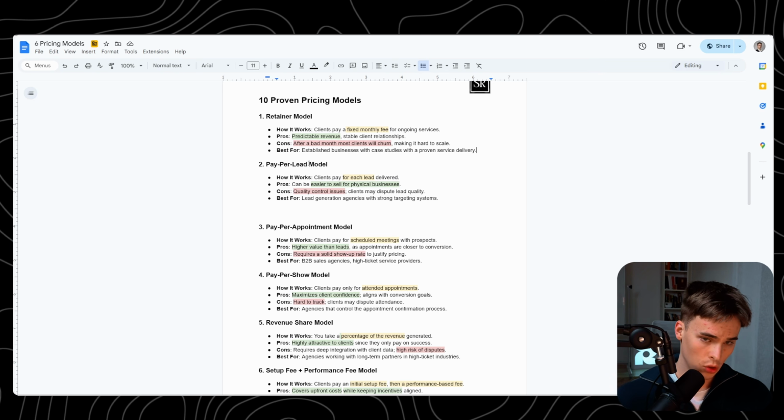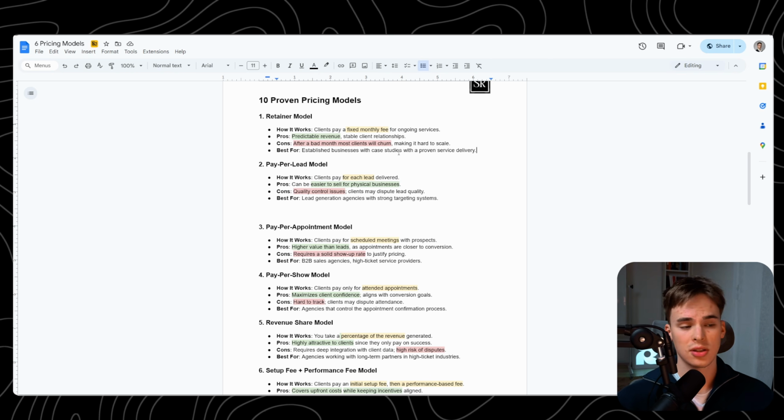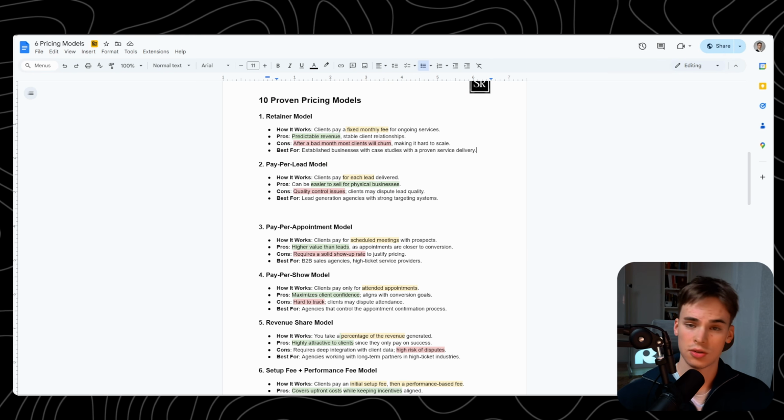This is good if you know what you're doing, if you have proven service delivery, and if you are well established with case studies, because there's a big fear for companies paying retainers, especially signing contracts.